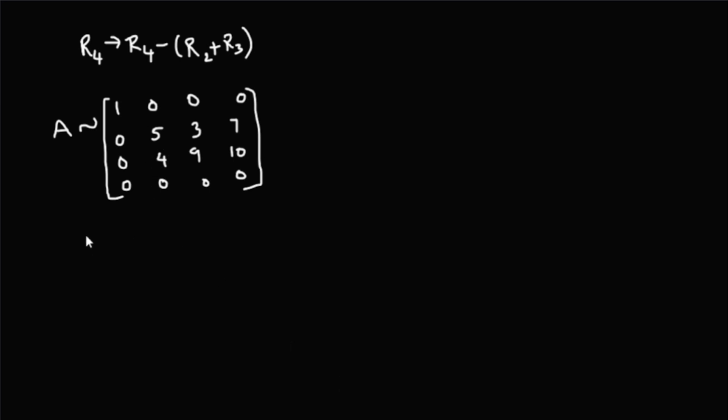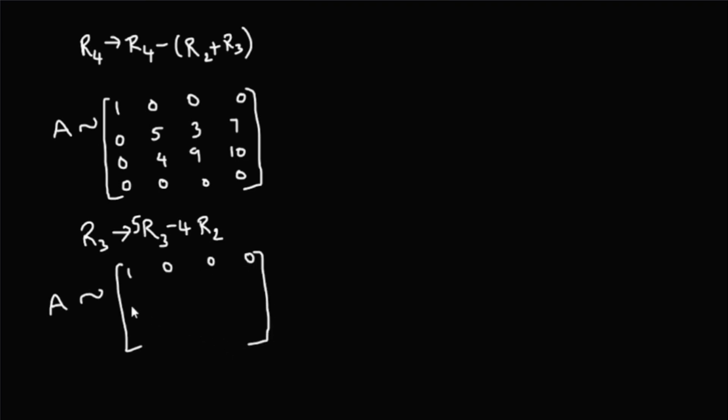So how it is, R3, I use row operations only, using this row R2. So 5R3 minus 4R2. You multiply this by 5, multiply this by 4, and subtract, you will get 0 here. So A is similar to 1, 0, 0, 0. Second row, there are no changes, 0, 5, 3, 7, 0, 0.